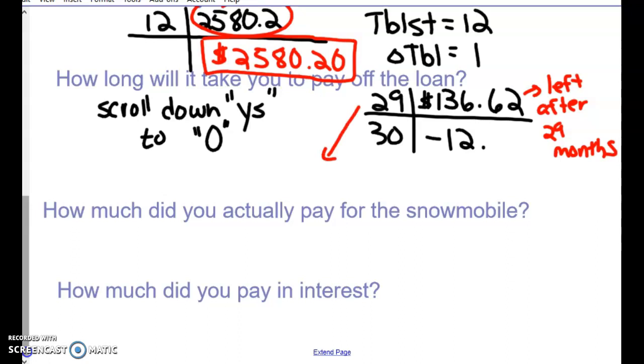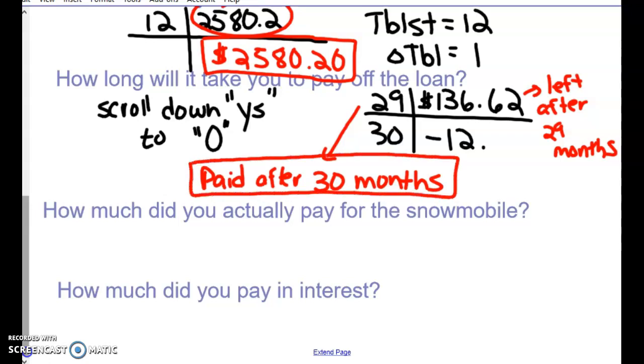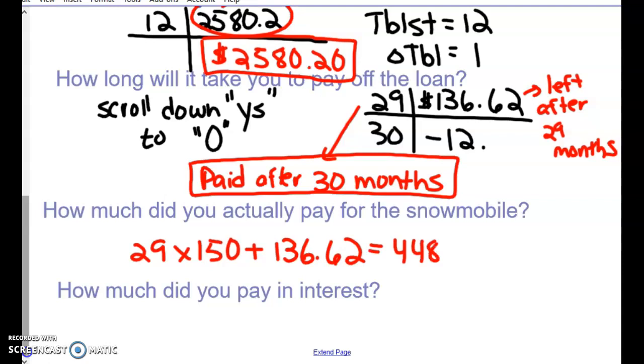So it's paid off after 30 months. At 29 months, it's still not paid off, so they have to make one last payment. It's not the full amount, but that's how long it's going to take them. Okay, how much did you actually pay for the snowmobile? Well, for 29 months, they paid $150. And then on that last 30th month, they paid $136.62. So that was a total of $4,486.62.